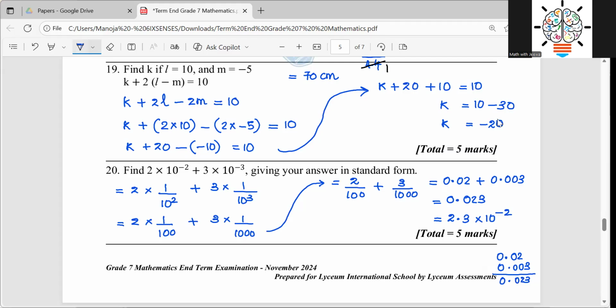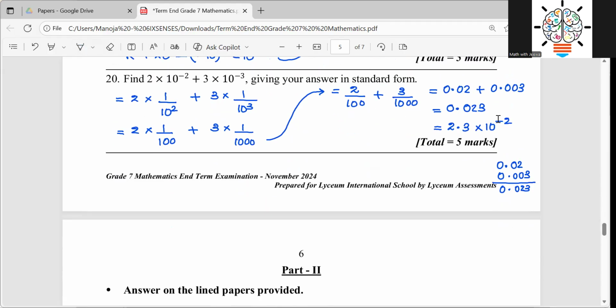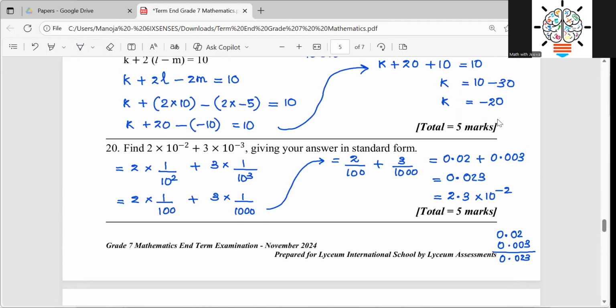So different students, they might take this in different ways, right? So I can show you that when you add that, you can convert this 100 into 1000, and this becomes 20, 20 plus 3, 23, 23 divided by 1000, again 0.023, whatever it is, your final answer should be in standard form, right? So we are done with the part 1, right?